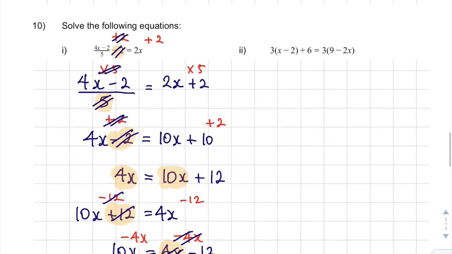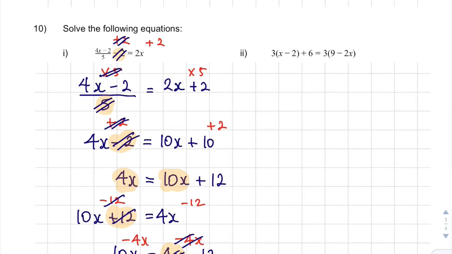Let's have a look at this other question here. Now we've got 3 multiplied by the bracket. So if I look at that 3, I look at that 6, and I look at that 3, they're obviously multiples of 3. And we've got those 3 separate terms there. So what I can do is divide everything by 3.